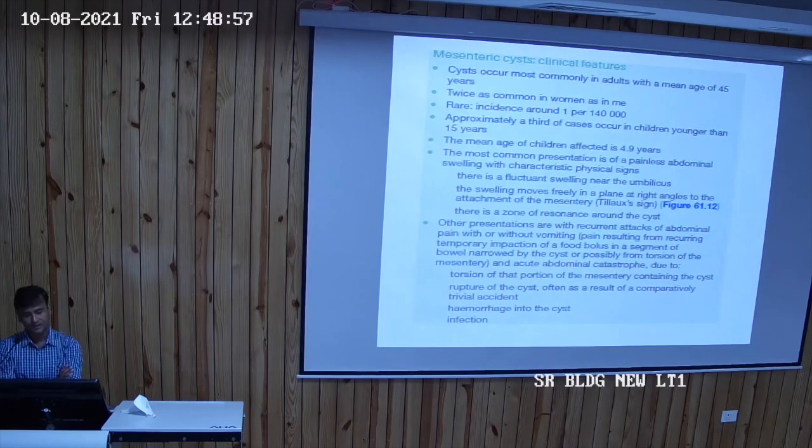Other presentations are with recurrent attacks of abdominal pain with or without vomiting, pain resulting from recurring temporary impaction of food bolus in a segment of bowel narrowed by the cyst, or possibly from torsion of the mesentery, torsion of that portion of mesentery containing the cyst. These are the complications which may occur in a cyst: rupture of the cyst, often as a result of a temporary trivial accident, hemorrhage into the cyst, and infection.